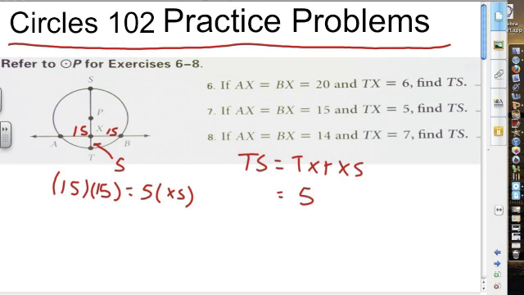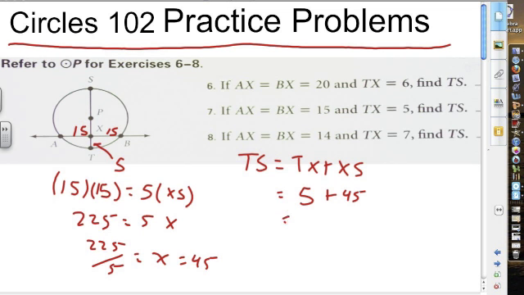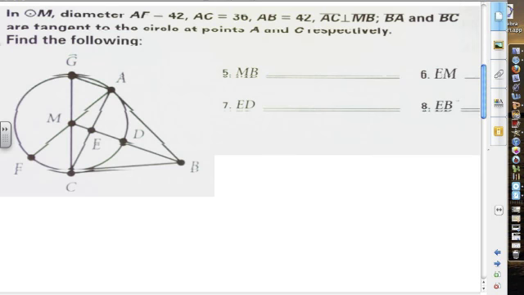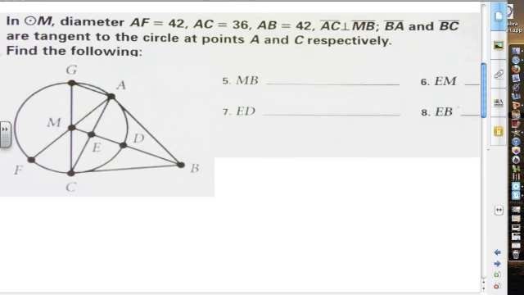And again, we know that TS equals TX plus XS. Well, TX is 5, and I don't know what XS is. So if I solve this out, I get 225 over here, and I get 5, and I'm going to call it X again. So if I take 225 and I divide it by 5, I get X. Okay, 225 divided by 5 is just 45. So that equals 45. If I add 45 there, the whole thing is 50. Okay, I'm not going to do the third problem there. I think you could do that on your own. So let's move on to a different type of problem.